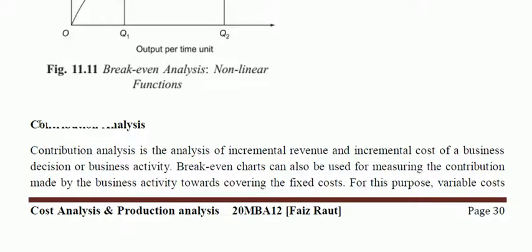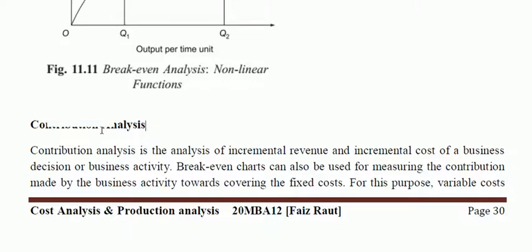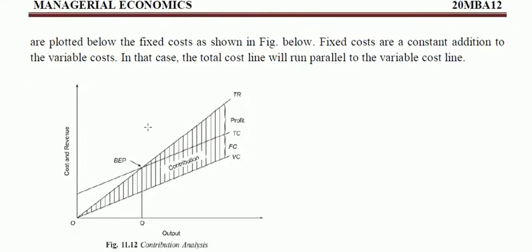The next is contribution. Okay, there is some technical error, printing mistake. So this is contribution analysis. Contribution is basically when your revenue is deducted by variable cost. Your per unit revenue of an item minus the per unit variable cost of that item, you get the contribution.